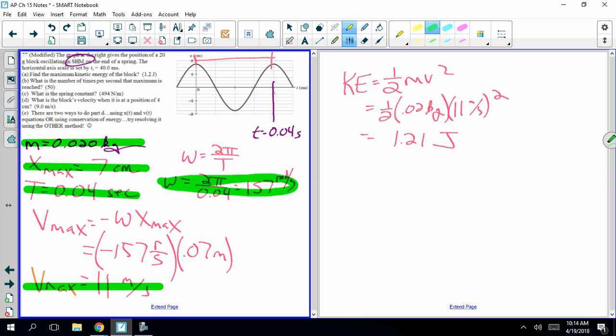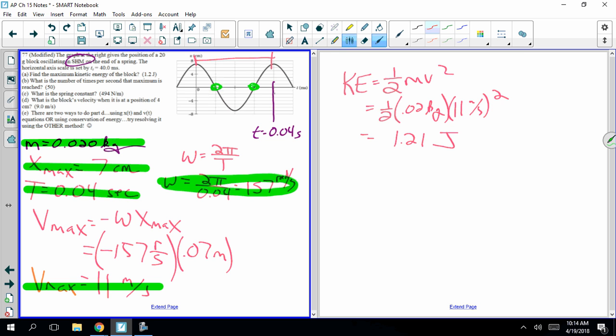Every time it goes through the equilibrium point, right? So the period is the time it takes to go there and back. How many times does it go through the equilibrium point? Twice. Once here and once here, right? Follow?